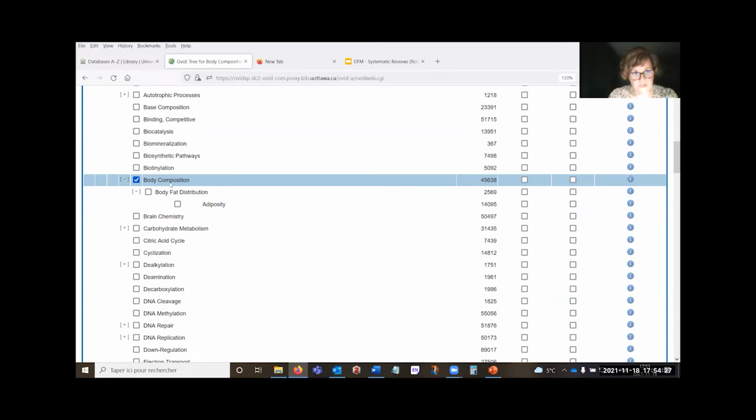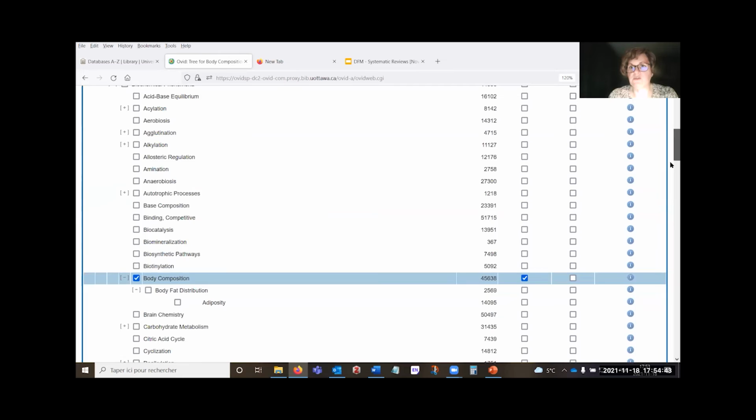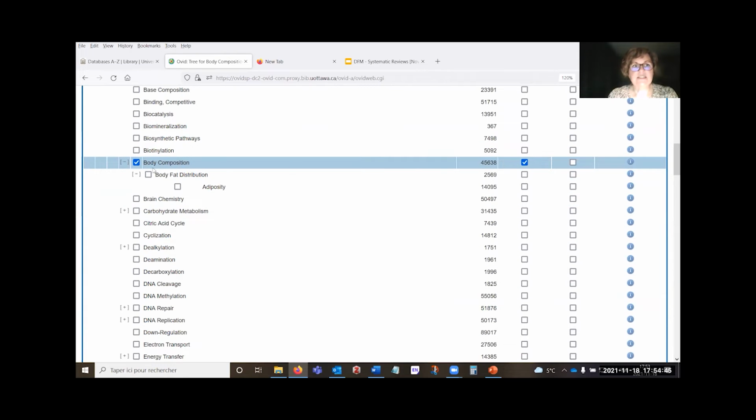There are different ways to go about it, but what we recommend is, if you look at the list under your term and you say, I want all of them, in theory you could select them like that. It will work. But we recommend that you instead click on this column. Sorry, I'm going to go back up to show you. It's called explode. Explode is a function in the database that allows you to explode your term body composition to include all of its narrower terms. Even if there are 10 of them, it will include all of them, and you don't need to select them all.